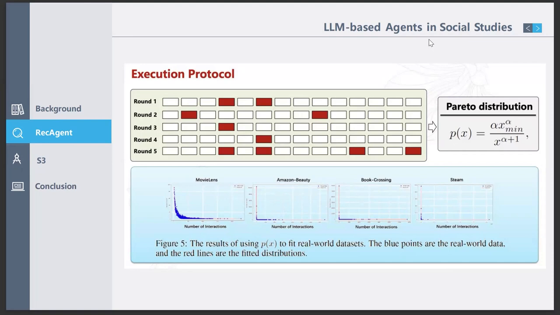Since the efficiency of LLM-based simulation is very important, and it will cost a large amount of time to simulate agent behaviors, in this paper the authors designed a novel mechanism to schedule the agent behaviors. It assumes that the different agents should follow the long tail distribution to take actions in the social network. That means only a few agents will frequently take actions in each round of the simulation process, and a large number of agents only take a small number of actions in each round. So this picture exhibits the long tail distribution of this process.